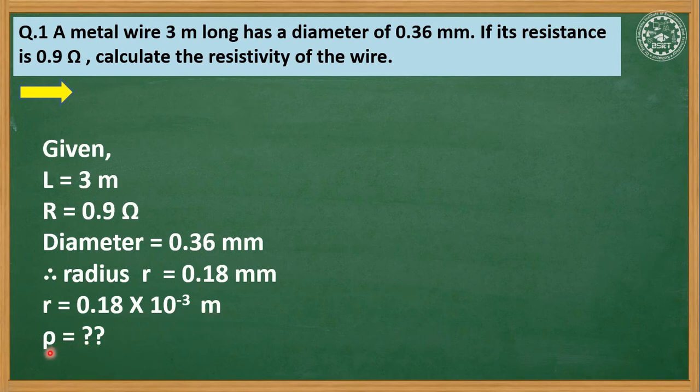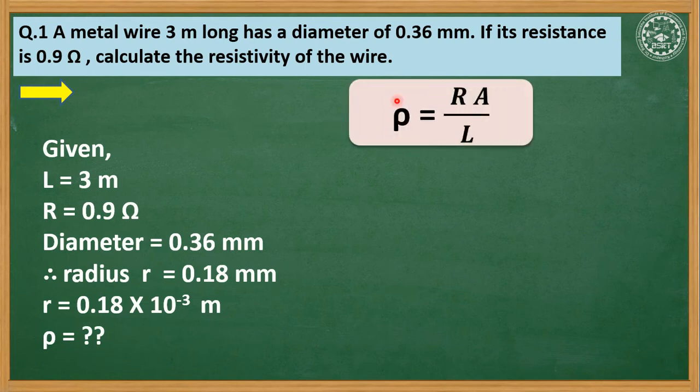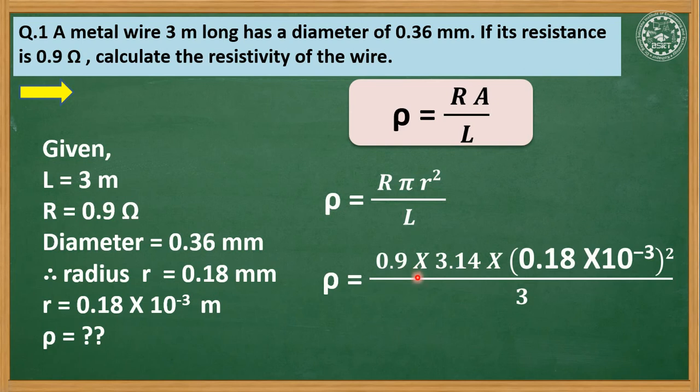Now what the example asks us to calculate is the resistivity of the wire. So rho is the term that we have to calculate. What is the formula for rho? Rho, resistivity, is equal to resistance into area divided by length. Okay, put the values in the formula.